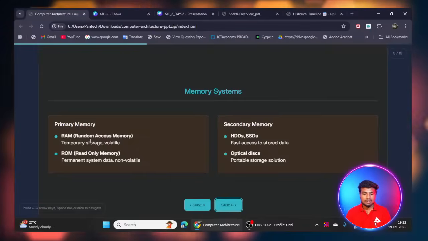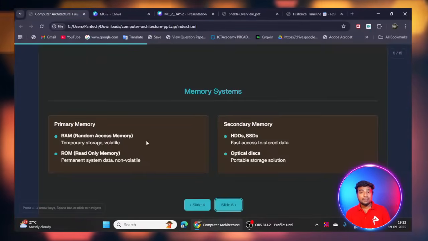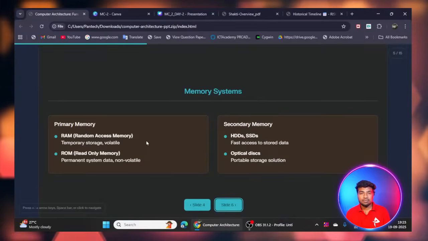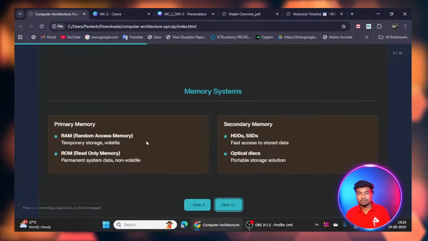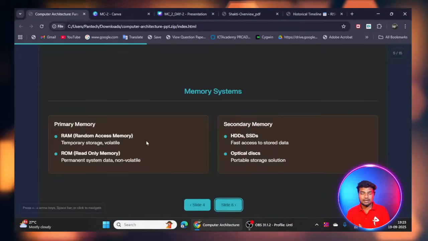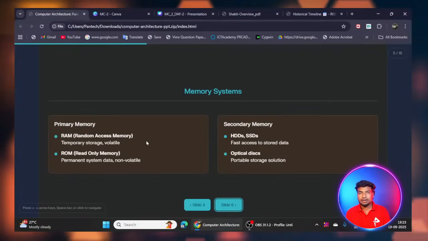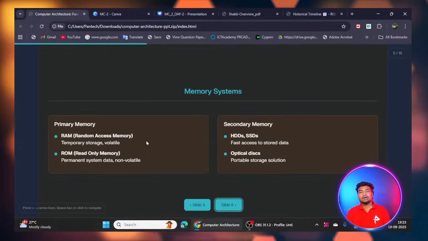You can see here also that RAM is a kind of volatile memory. It means it's a temporary memory. It can store the data only temporarily. It can't store permanently. So if you want to store permanent data, you have to use non-volatile memory.